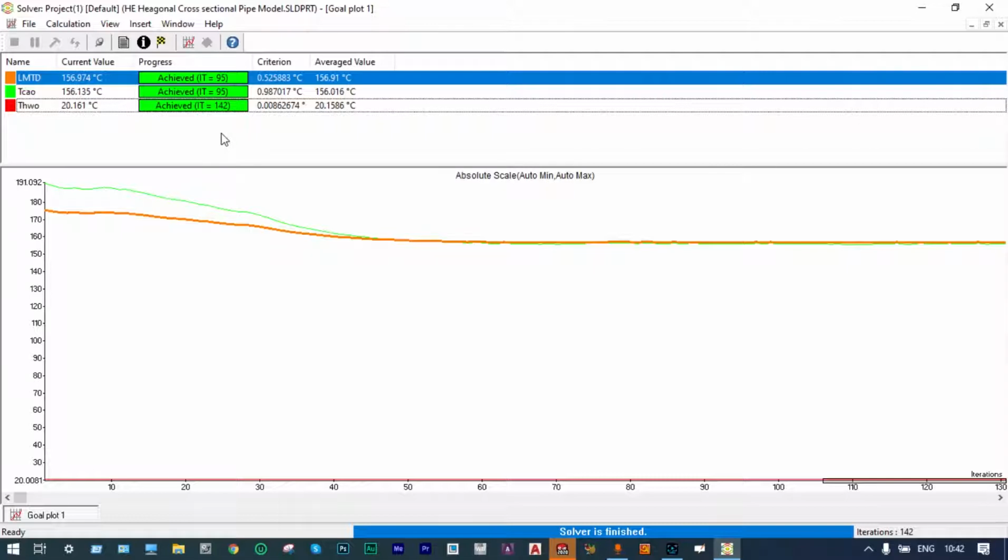That means we found very little increase in temperature of cold water. It has increased by 0.16 degrees centigrade. At the same time, the temperature of air has decreased a huge amount from 200 degrees centigrade to 156 degrees centigrade. It has come down, and by this heat transfer process we got the effectiveness of this heat exchanger. We got the LMTD as 156.974. Let us see the other parameters from this analysis.